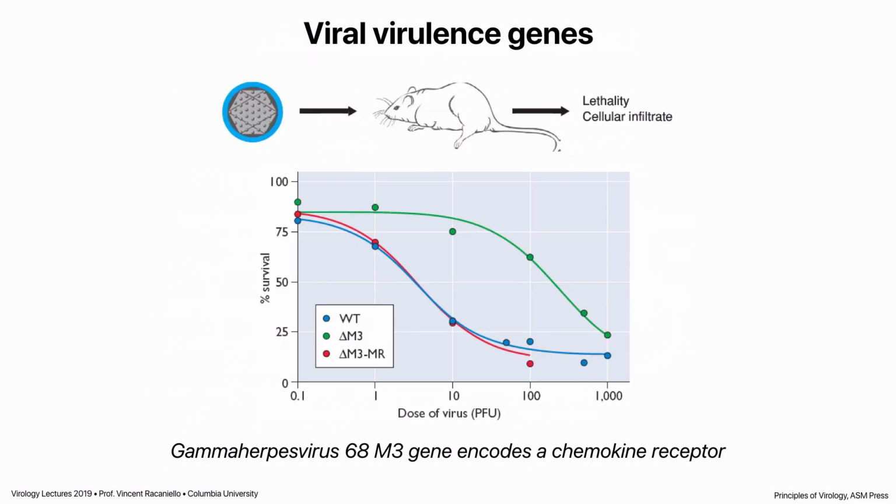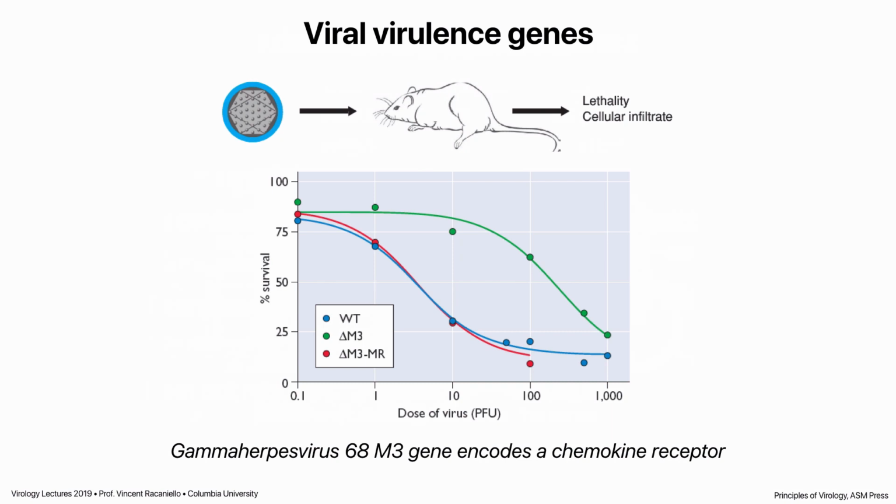Here's one specific example of an antagonist, and this is in a mouse herpes virus called gamma herpes virus 68. So this is an example of an animal model where the virus is not a human virus.